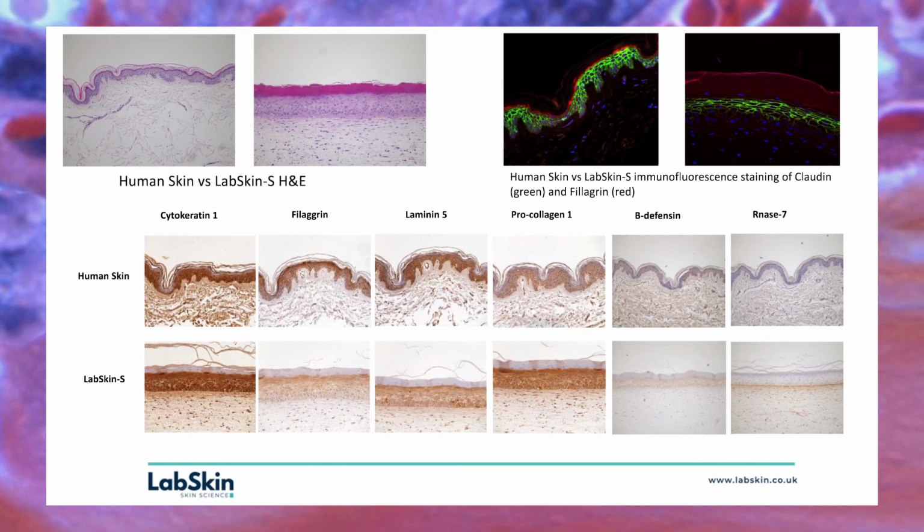And this is how Labskin compares to human skin. On the left of the slide there's a human explant, and on the right there is Labskin. At the bottom we've done some staining for cytokeratin, filaggrin, laminin and procollagen. You can see the expression levels and the structure of the skin is very similar. And importantly, with the Labskin model, we do have these antimicrobial peptides. So here we have beta-defensin and RNase 7.